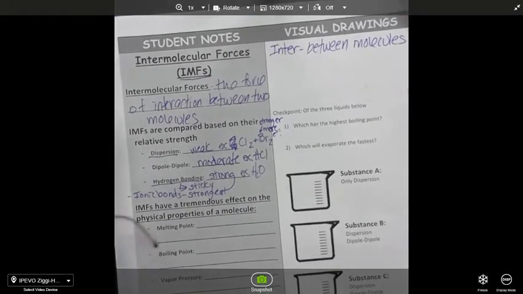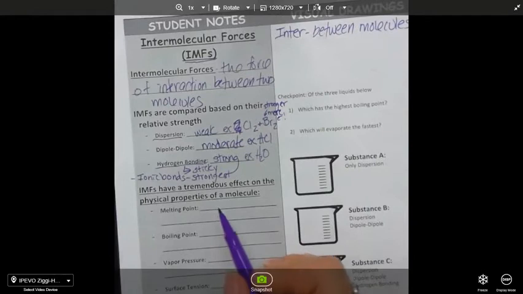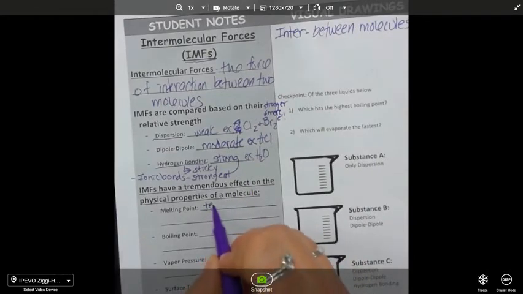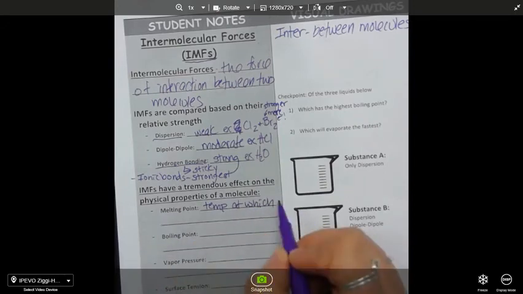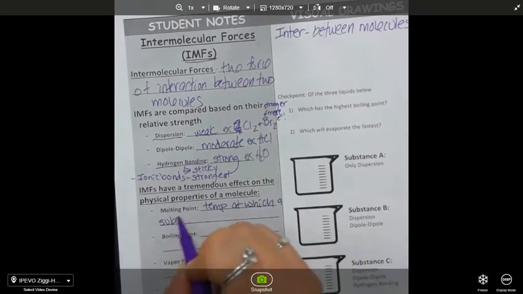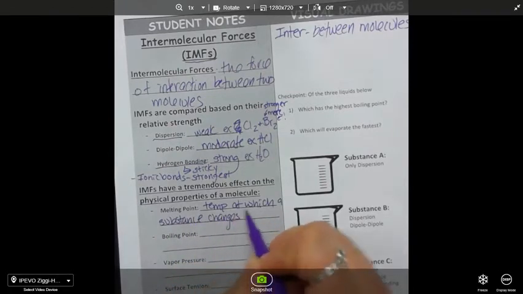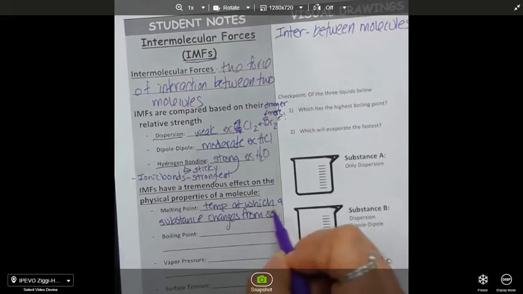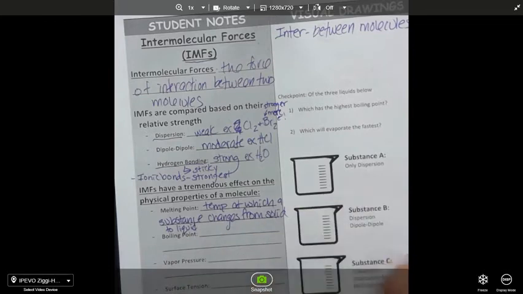All right, so let's talk about IMFs. And IMFs have tremendous effect on the physical properties of a molecule. So melting point: the melting point is the temperature at which a substance changes from solid to liquid. So it's the temperature when something begins to melt. That's pretty easy, pretty obvious.